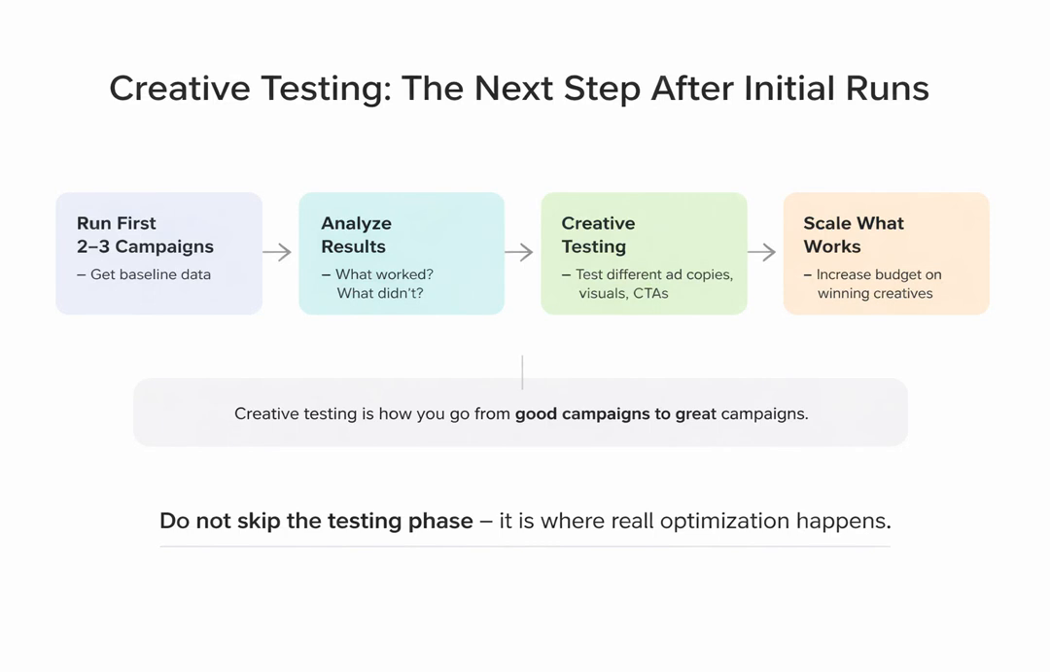After you've run your first 2 or 3 campaigns and gathered some data, the instructor introduces the concept of creative testing. This is where you start systematically testing different versions of your ad, different copy, different visuals, different calls to action, to find out what resonates most with your audience. You're not guessing anymore. You're using real data to make decisions. Once you identify which creative performs best, that's the one you scale up.